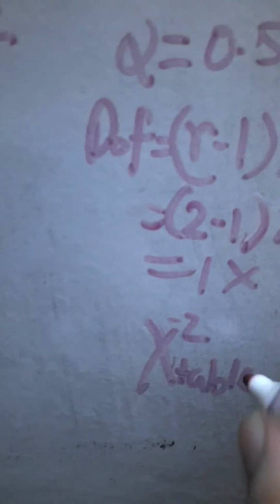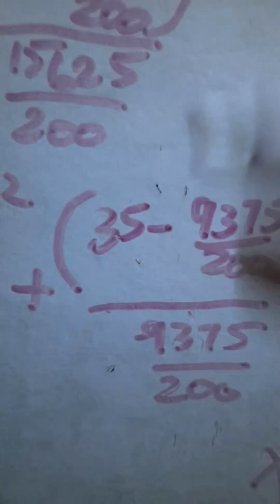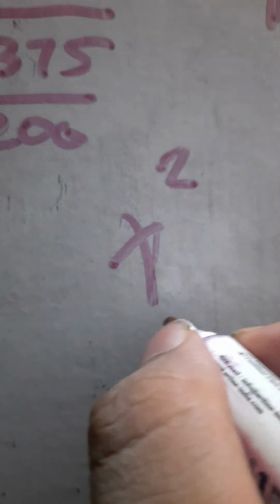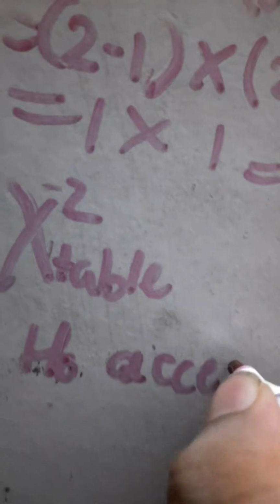That will be the chi-square table value, and what we find by adding all these up is the calculated chi-square. If the chi-square table value is greater and the chi-square calculated is smaller, then the null hypothesis, H naught, gets accepted.